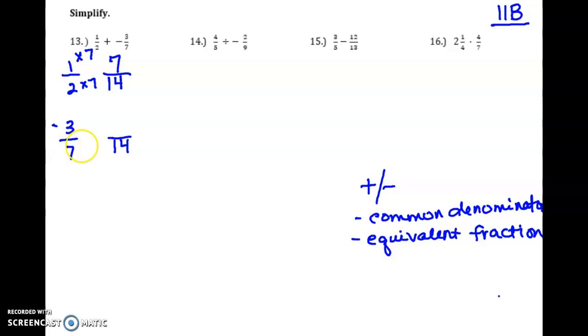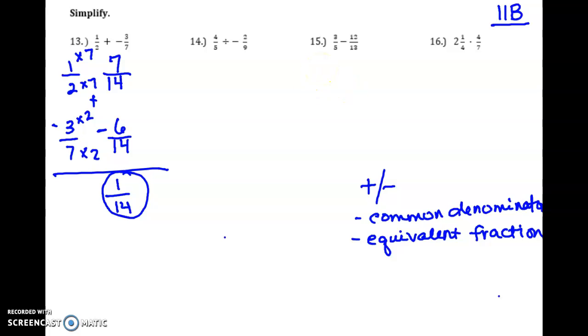And then we're going to do the same thing for 3/7. 7 times 2 is 14, so 3 times 2 is 6. And in this case, we're adding a negative, so it's a -6. All right, so now we just look at the numerators. 7 plus a -6 would be 1, and the denominator would stay the same. So that's 1/14. Okay, so that works for adding and subtracting.